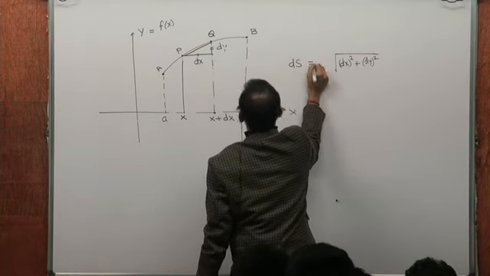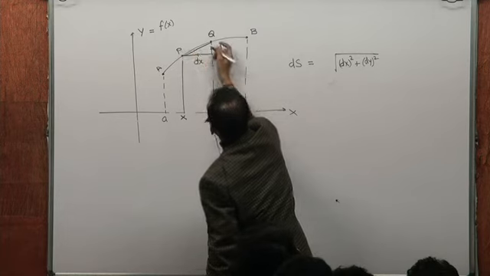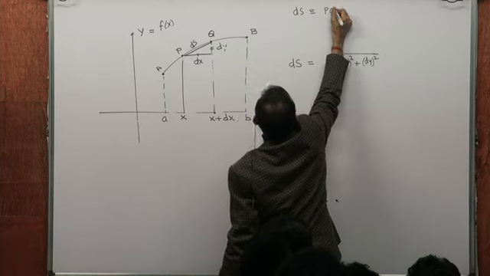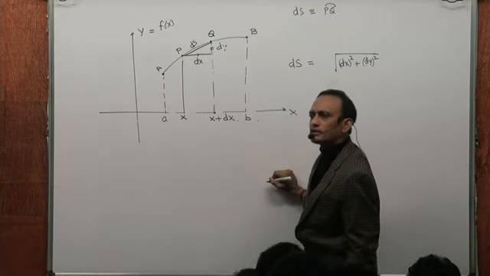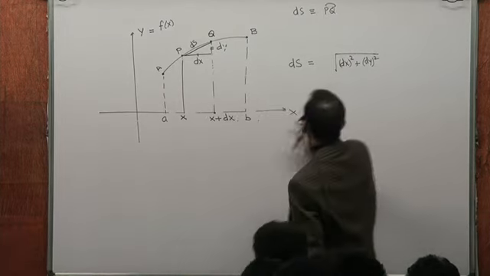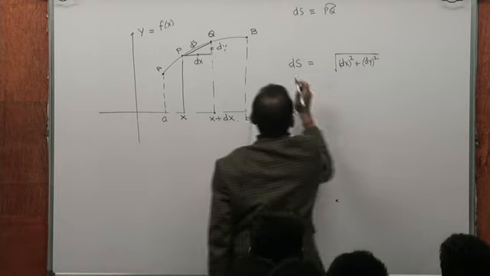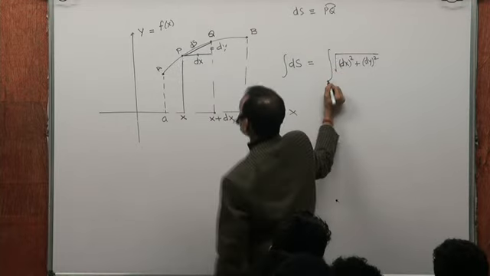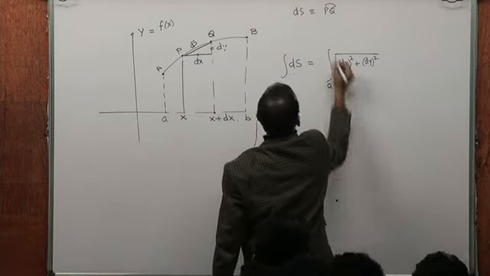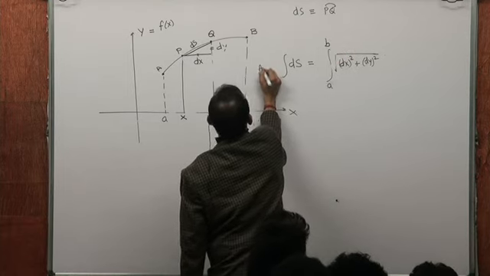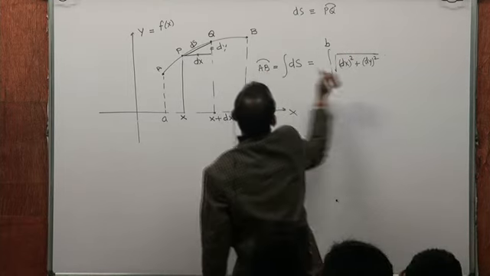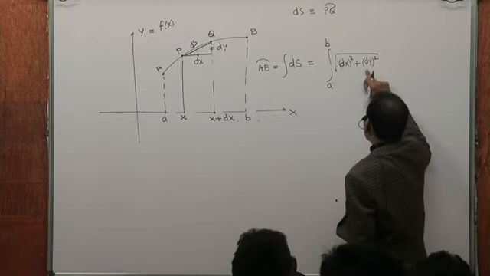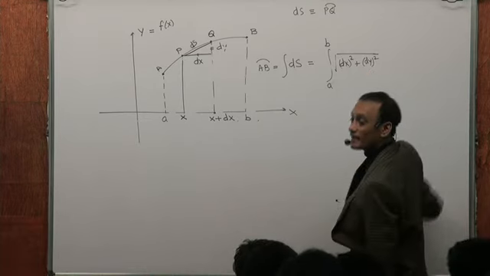That's ds, which is not just PQ, but the arc PQ. ds is the same as the arc PQ, because P and Q are very close, so arc length and chord length are practically the same. That's what you get. And then you need to sum up all the ds's starting from x equal to a to x equal to b. That's going to give me the arc AB. Yes or no?